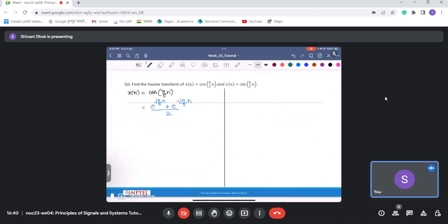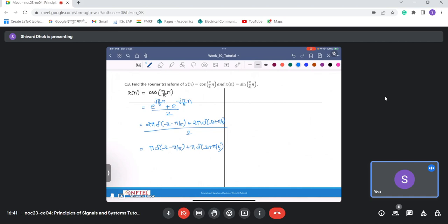the Fourier transform. So here the omega naught is pi by 5 and minus pi by 5. So we have 2 pi into delta omega minus pi by 5 plus 2 pi into delta omega plus pi by 5 upon 2, which can be written as pi delta omega minus pi by 5 plus pi delta omega plus pi by 5.